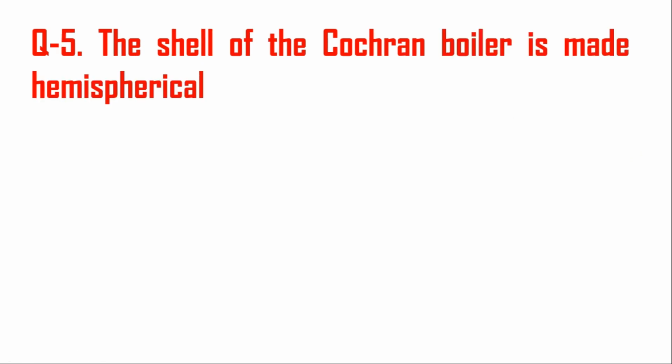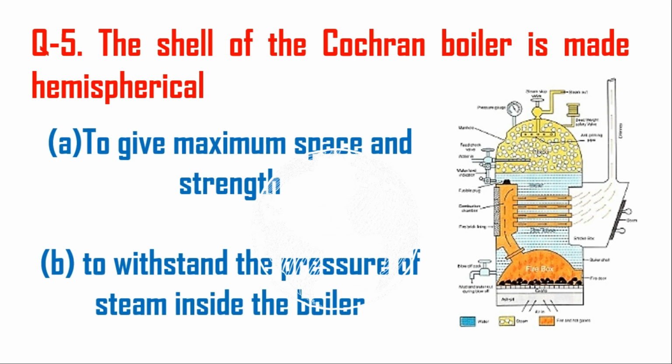Question number 5. The shell of the Cochrane boiler is made hemispherical. The reasons behind that: the first reason, it will give the maximum space and strength. The second reason, to withstand the pressure of steam inside the boiler. So this is the reason the shell of the Cochrane boiler is made hemispherical.